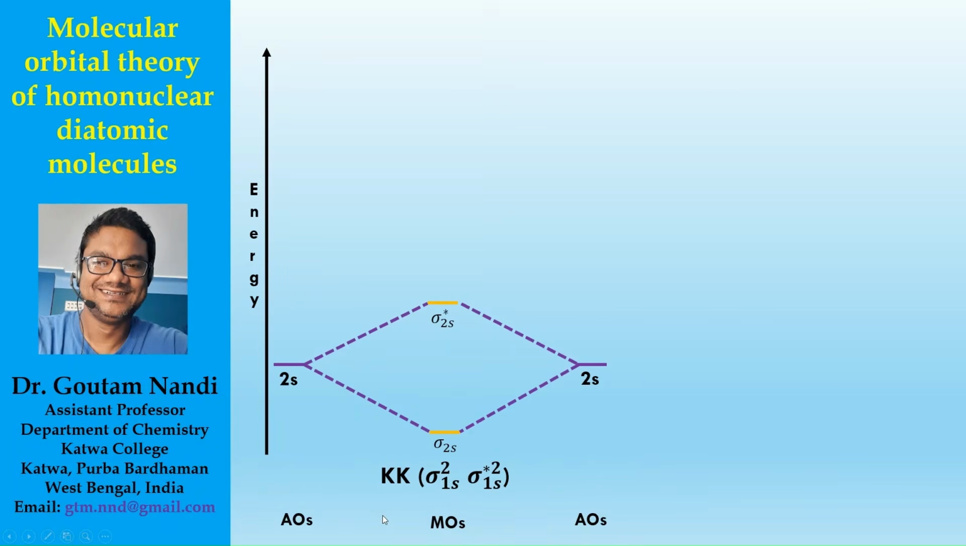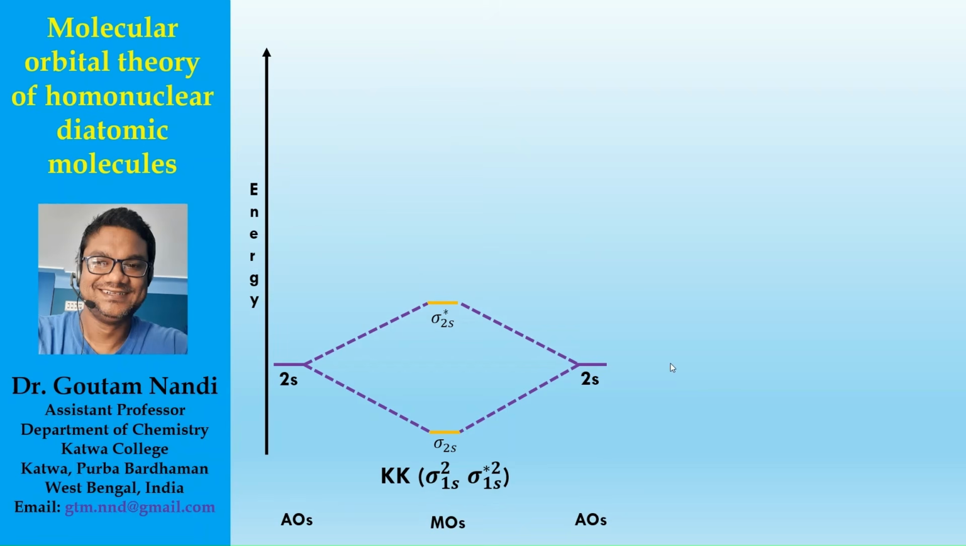Here I have not shown the sigma 1s and sigma star 1s. Instead of that, I have written KK shell. This indicates that the sigma 1s2 and sigma star 1s2 is there. I have started with the 2s orbital only. If you have space, you can draw the sigma 1s and sigma star 1s also. But if you don't draw, that is also okay. Just write that KK shell is there.